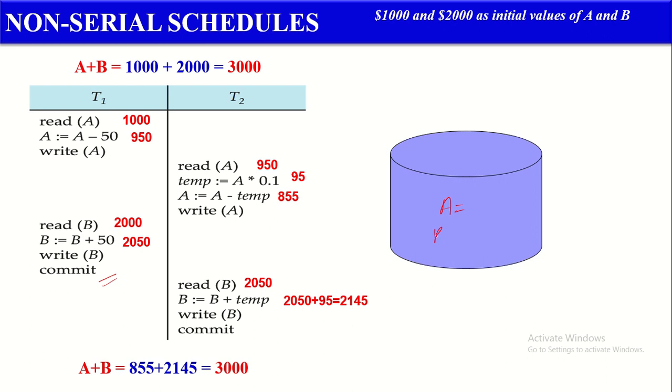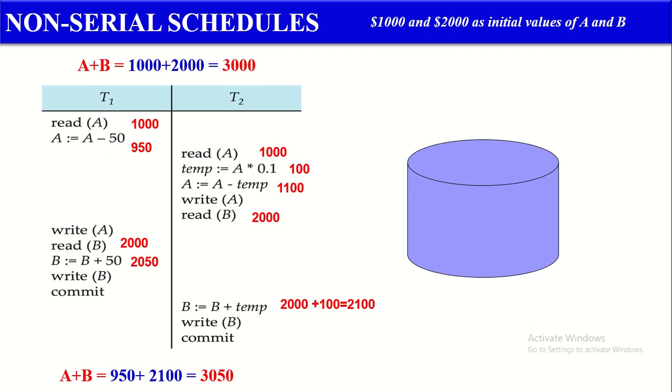Very similar to the previous example, A and B values are considered as 1000 and 2000. Here the final values of A and B updated by this schedule are, what is the final write operation on A? The final write operation on A is this. Accordingly, 855 is the final value of A, and the final value of B reflected by the last write operation on B is 2145, right? When A and B are added, we get the value 3000. So there is no change in the sum of A and B; it remains the same even after the execution of the transactions in the schedule. So this non-serial schedule maintains the consistency property.